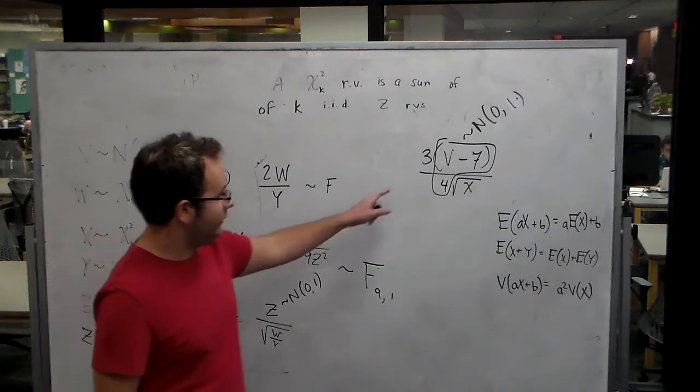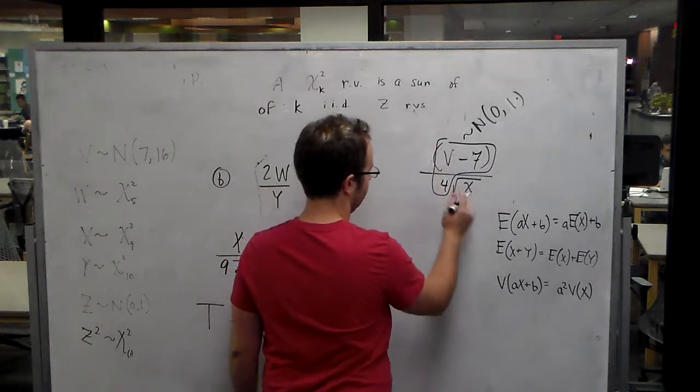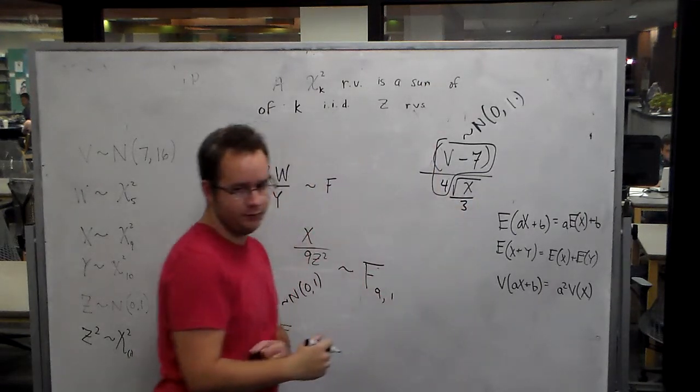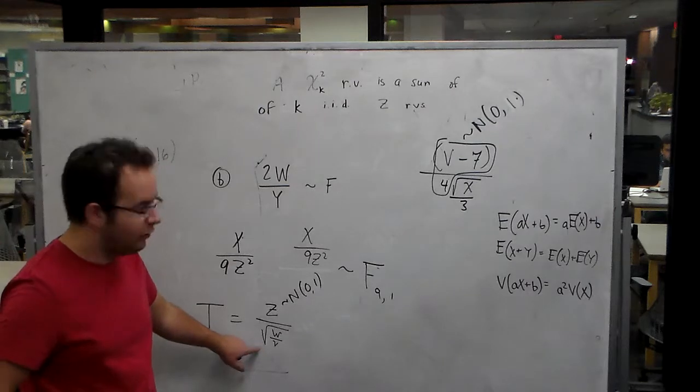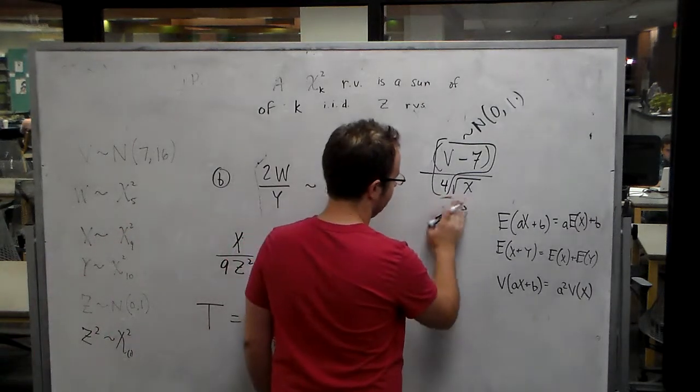Now, what about the 3? Where does this guy go? Well, this guy's going to go into my denominator. Here's the square root of 9. It's not quite in this form, right? But we're going to make it in that form by doing this.